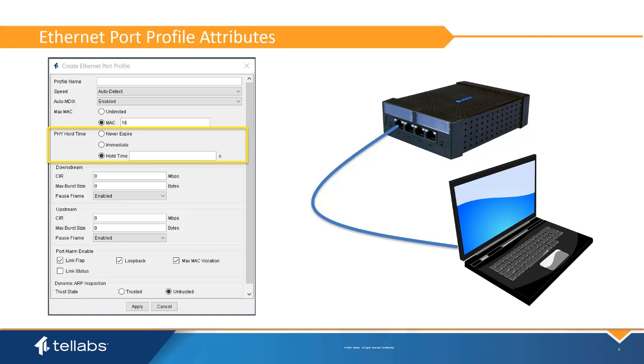The PHY hold time maintains the Ethernet link for the time specified in the event of a momentary PON loss of signal. The LOS could be due to an actual loss of signal or a PON protection group transition. Setting this to never expire will keep the UniPort linked regardless of the PON's PHY state. Setting it to immediate will force the UniPort down at the moment of a PON LOS.